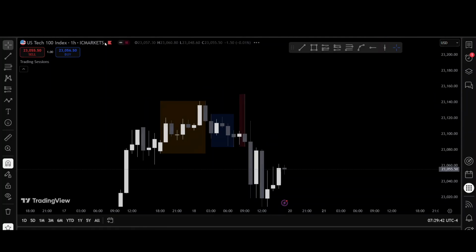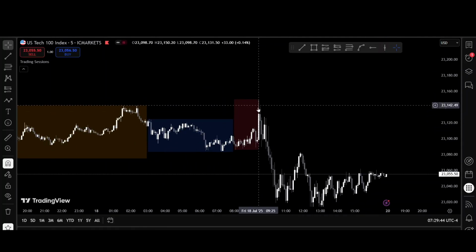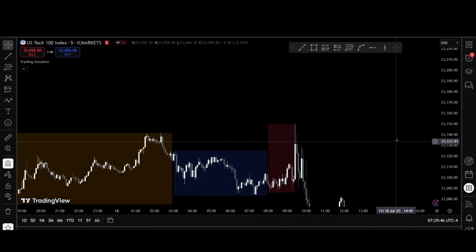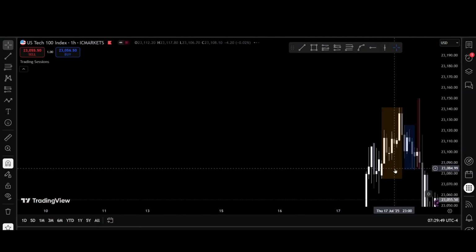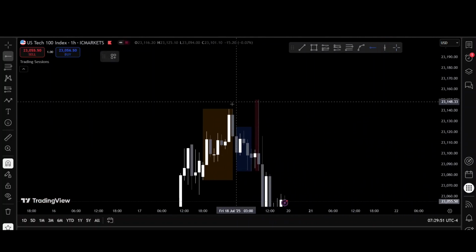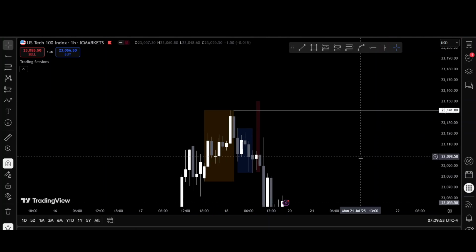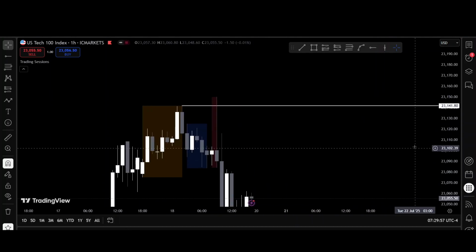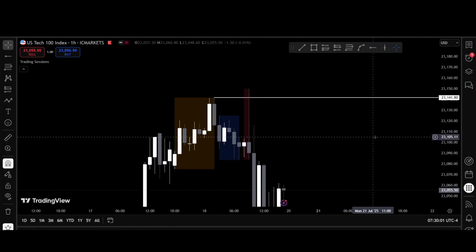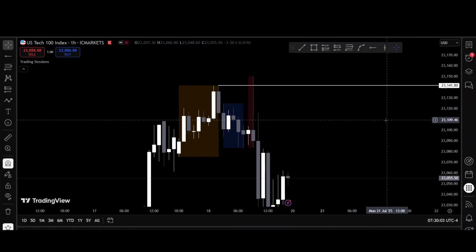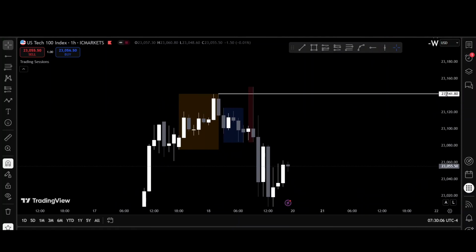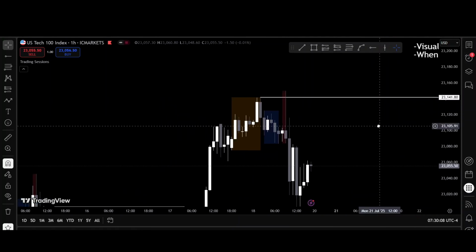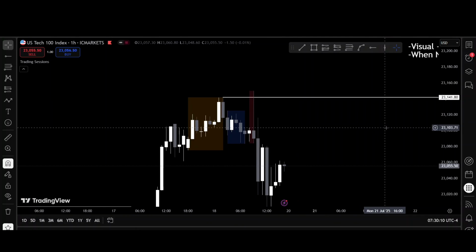Right here, New York session open. So I will zoom in. As you can see, we have a high right here. We took out this high, and this was just yesterday, bro. That's why I'm saying all this works. You gotta trust me on this. It works. You just have to familiarize yourself with it and have more time on the charts, man.